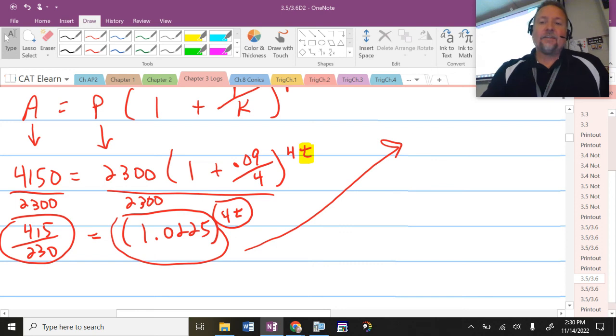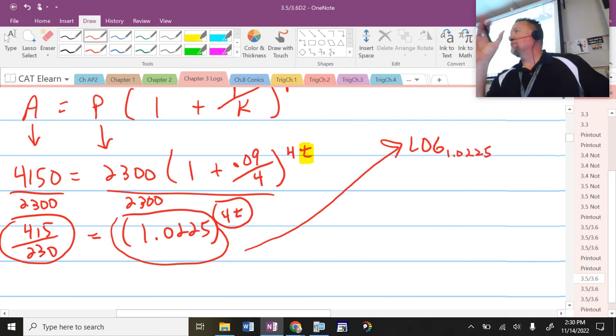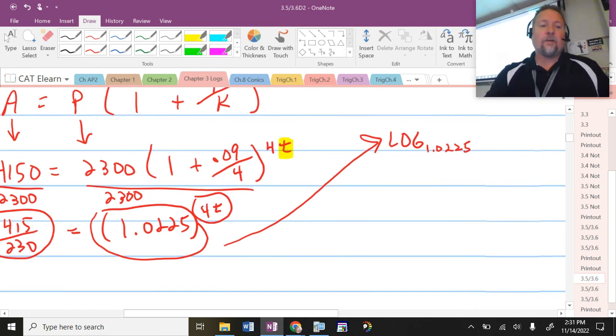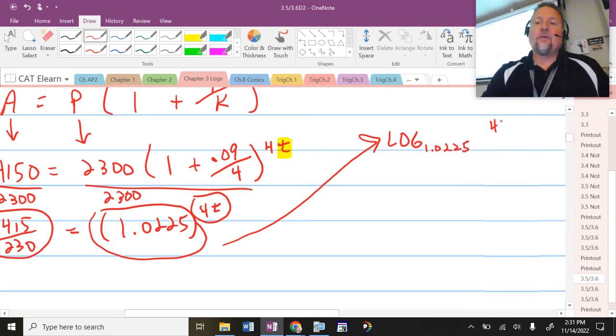All right. So log base what? 1.0225. We'll have people that don't know where these positions are, and I swear to dog, it's going to happen. Of what? What goes next? 4150 over 2300. I'm not even going to, I don't care. I'm going to the calculator for this. And then equals what?